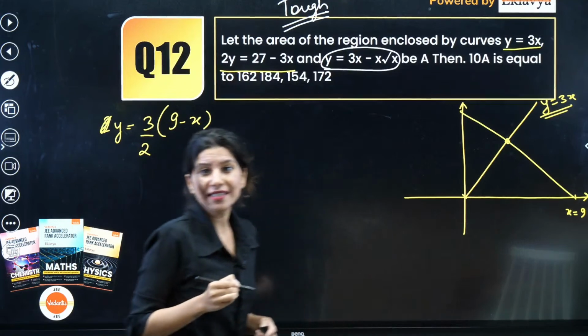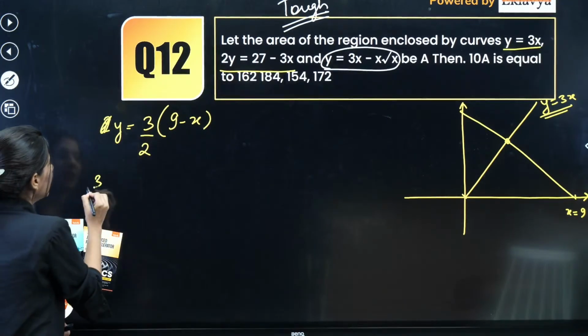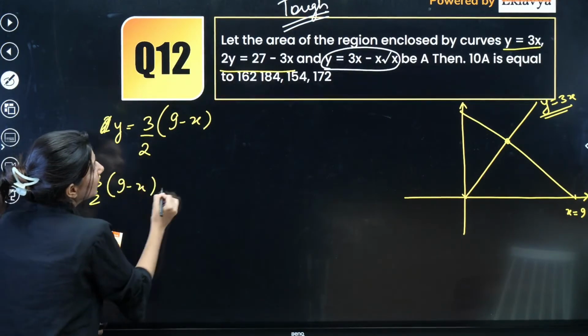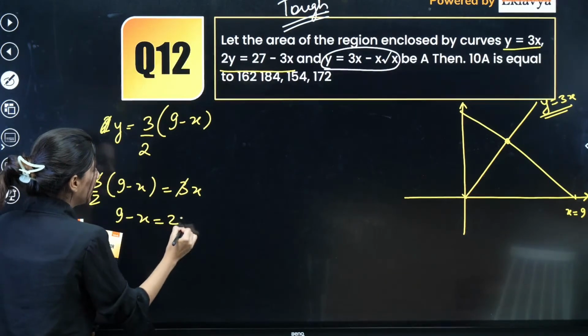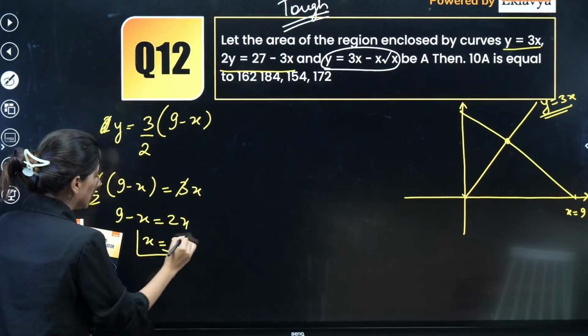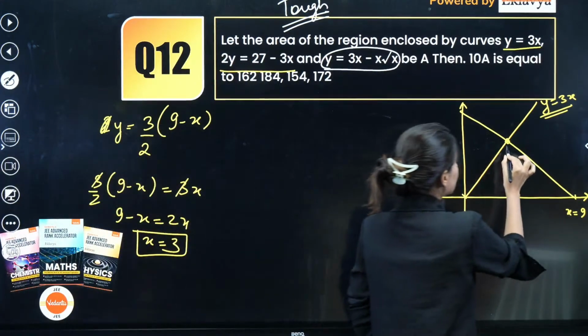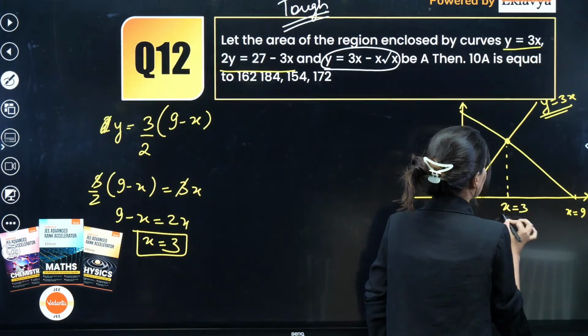And what about this? Can I get the point of intersection? Yes, let's do it. So 3 by 2 times (9 minus x) will be equal to 3x. Let's solve it out. So 9 minus x is equal to 2x, x will be equal to 3. That means this is the intersection point, x equals to 3.